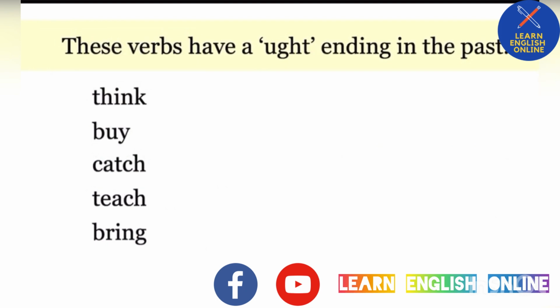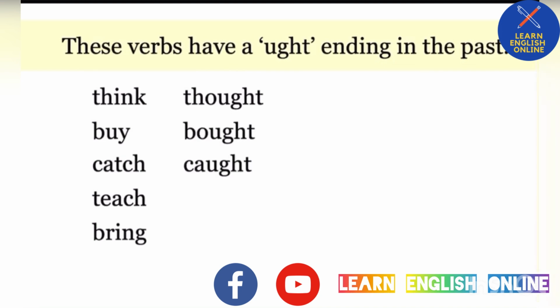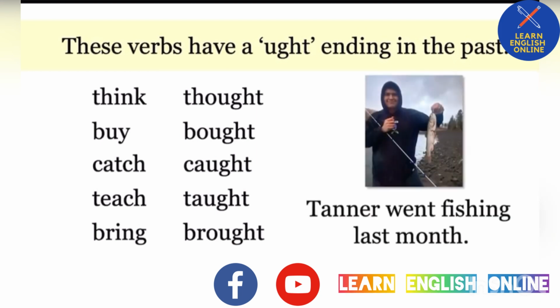These verbs have a -ught ending in the past: think, thought; buy, bought; catch, caught; teach, taught; and bring, brought. You can see that sometimes it's -ought, sometimes it's -aught. Here are some sentences.